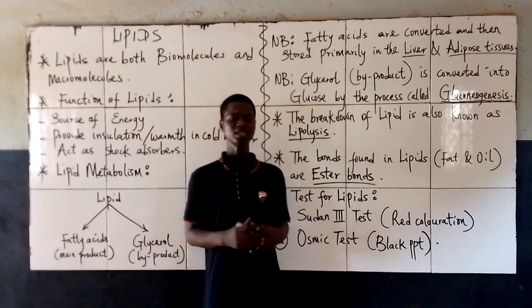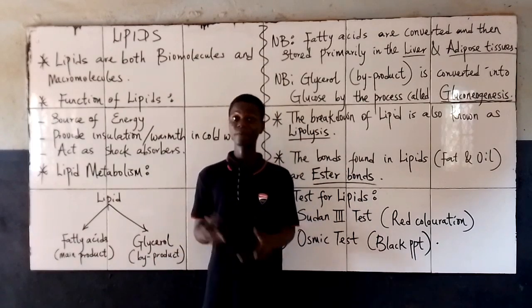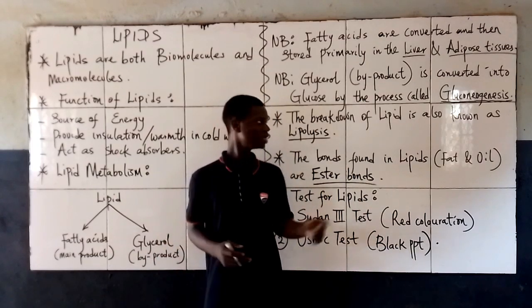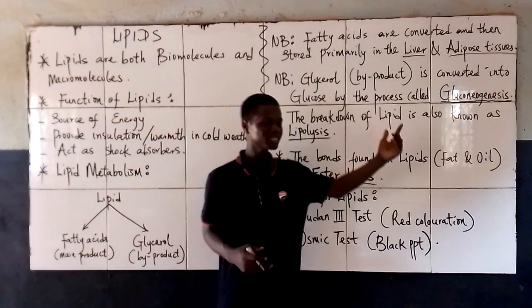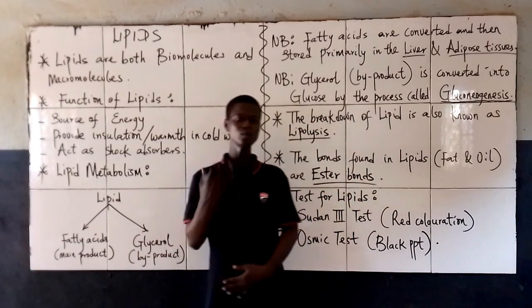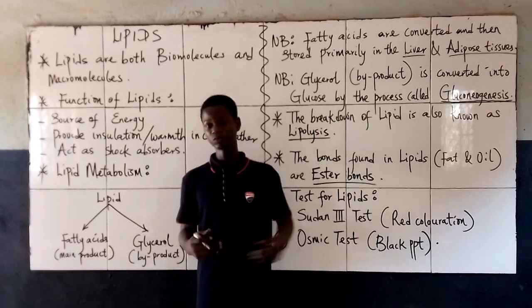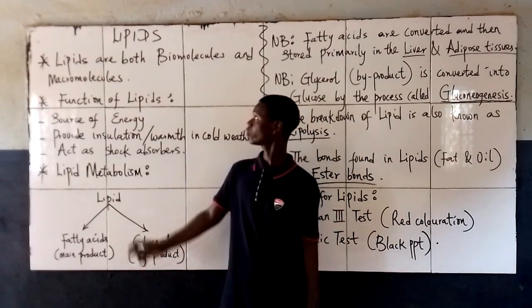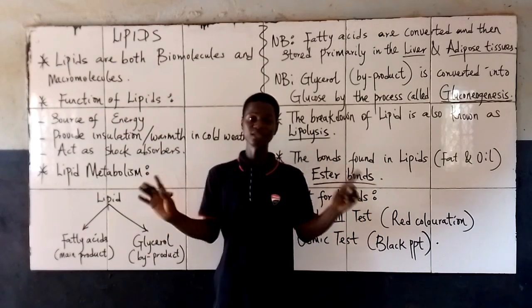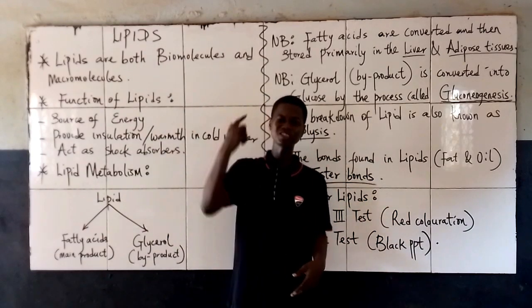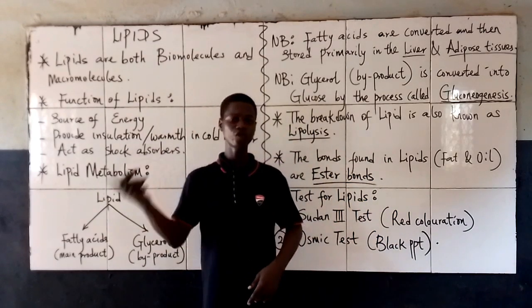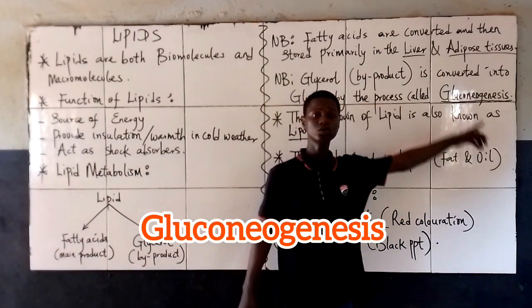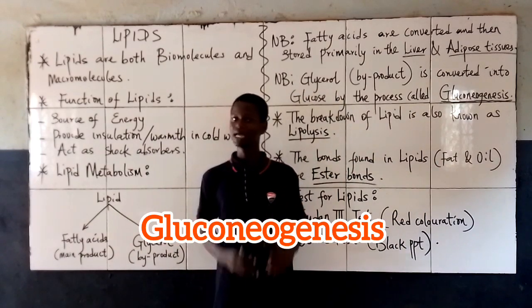So that's for that. Now what will become of glycerol, because it's a byproduct? Glycerol sometimes will be converted to glucose, and the process by which glycerol is converted to glucose. Remember, glycerol is from lipid, and lipids are not carbohydrates. So the process by which a non-carbohydrate is converted to form glucose is called gluconeogenesis. We treated that under carbohydrates.